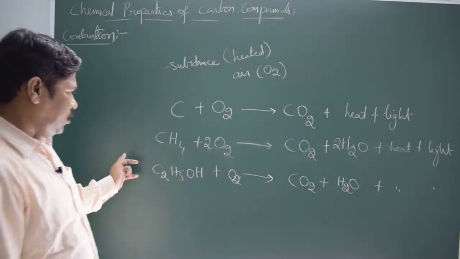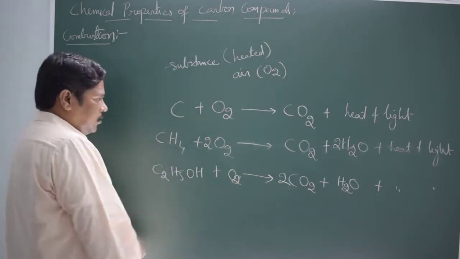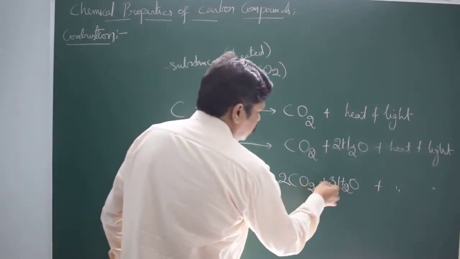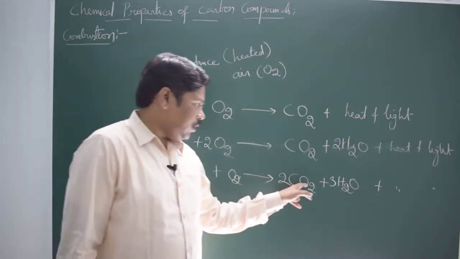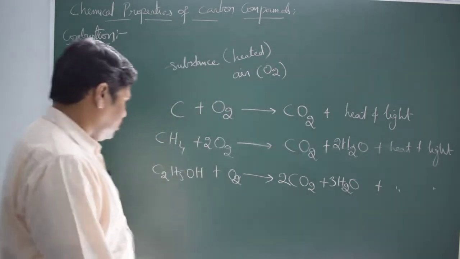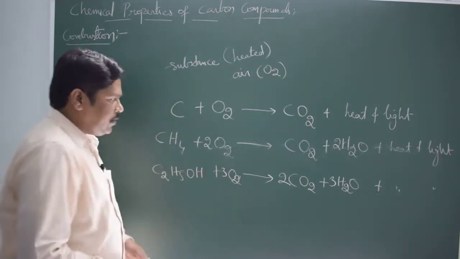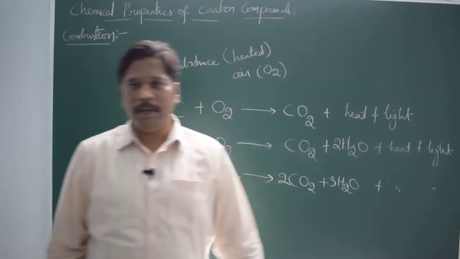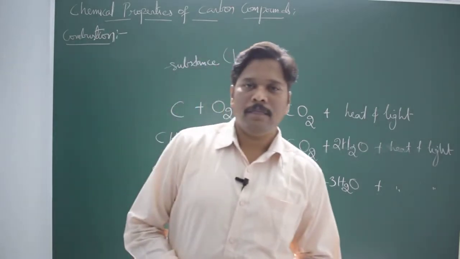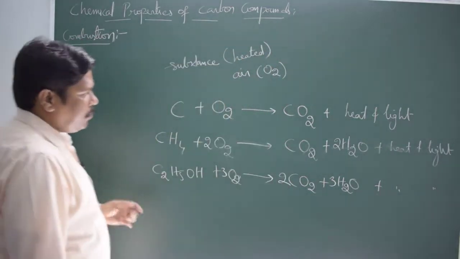To balance this, I am going to put 2 in front of carbon. So 2C is balanced. 6 hydrogen atoms are there, so 3 twos are 6 hydrogen atoms. Count the number of oxygen: 2 twos are 4 plus 3, 7. Here 1, so I'll put 3 here; 3 twos are 6 plus 1, 7. So the equation is balanced now. Here heat and light energies are produced. So alcohol produces heat and light energy. All these are carbon compounds.